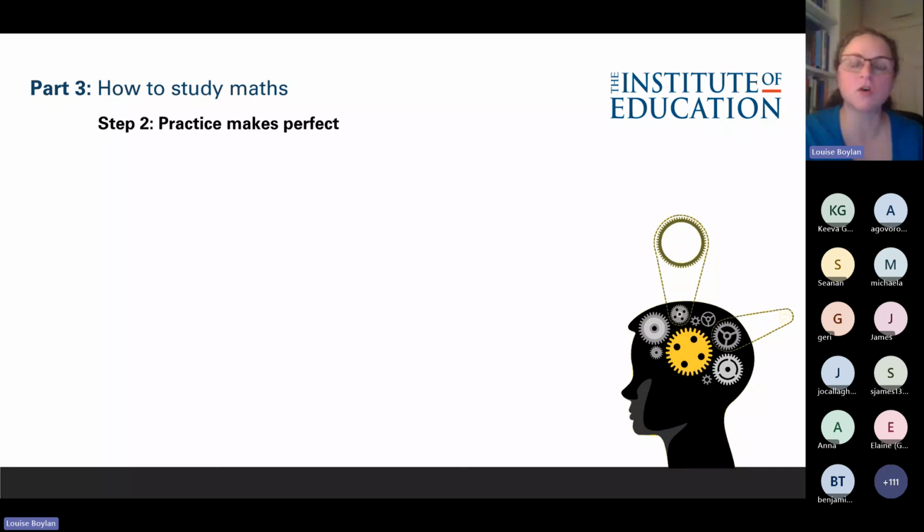But it means that you need to spend the time on working on the material. Don't focus too much on the exam questions. They're good to practice. So if you finished going through a topic and you finished revising, say, integration, then go and try some of the exam paper questions. But don't focus too much on them.